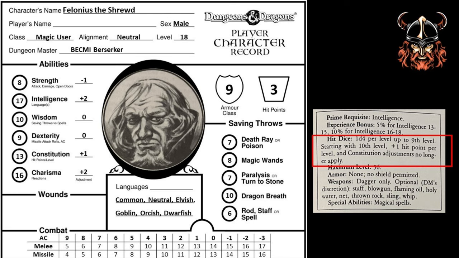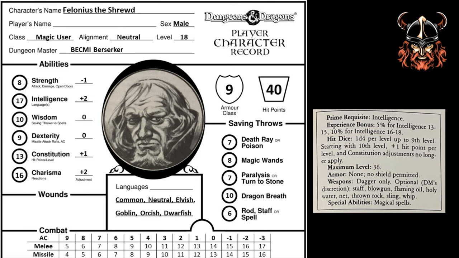I roll 8d4 for Felonius, adding another 8 for 8 levels worth of constitution adjustments, getting a total of 28. Adding the 1 hit point for each level above 9th is a further 9 hit points, making 37. Adding this to Felonius's current 3 hit points makes a grand total of 40 hit points at 18th level. Not great, necessitating the need for Felonius to surprise opponents as much as possible. Let's update the hit points on the sheet here.